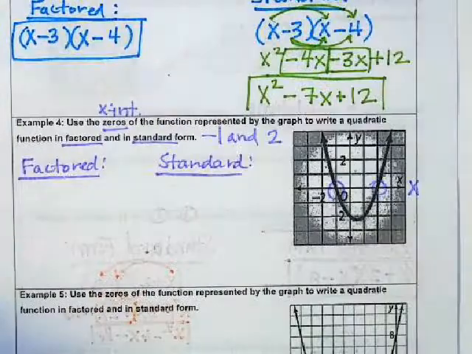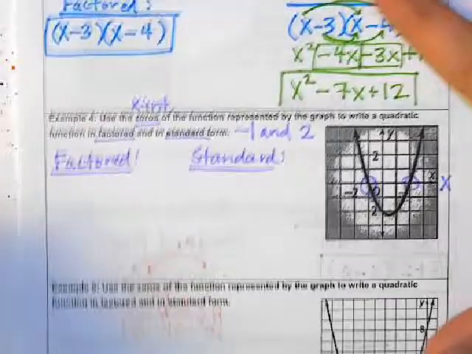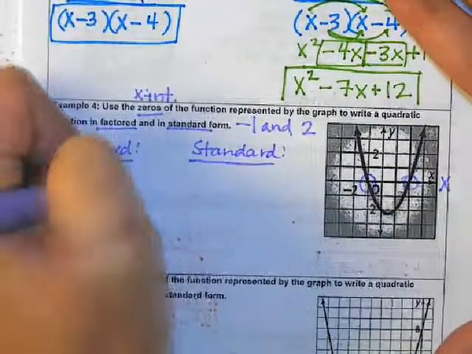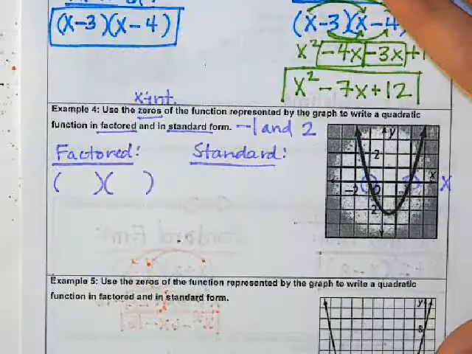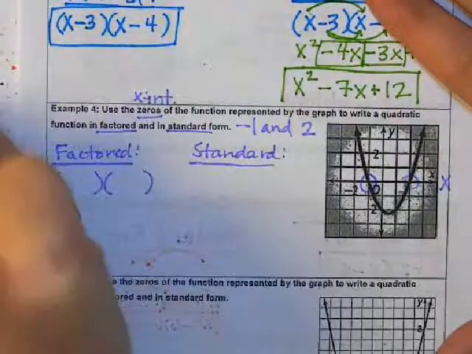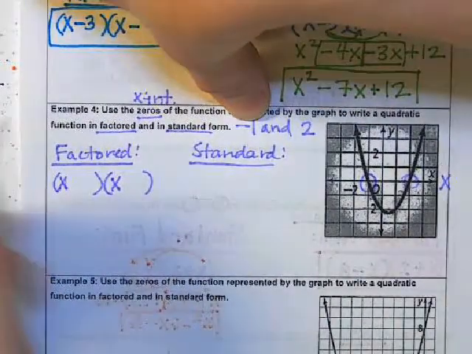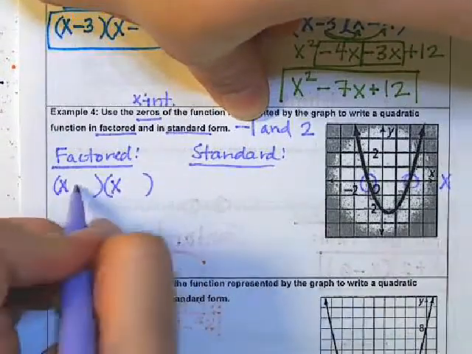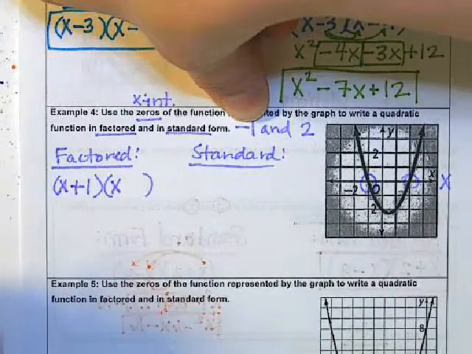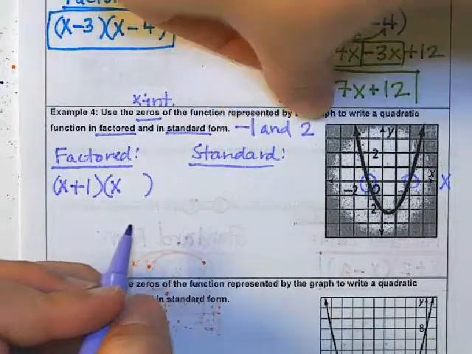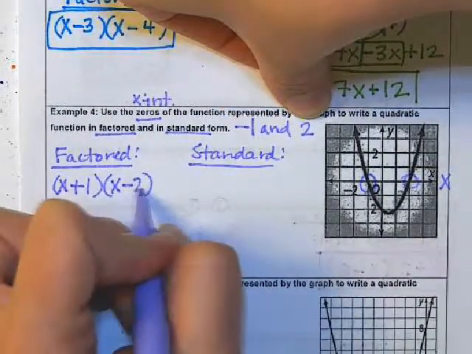All right, how does factored have to look? Factored has to be the parentheses, like x factor. Okay, what goes first in those parentheses? X and x. This -1, what am I going to write in the parentheses? +1. Positive. That's the most important thing, that you change those signs. What about +2? -2. And that's factored form.